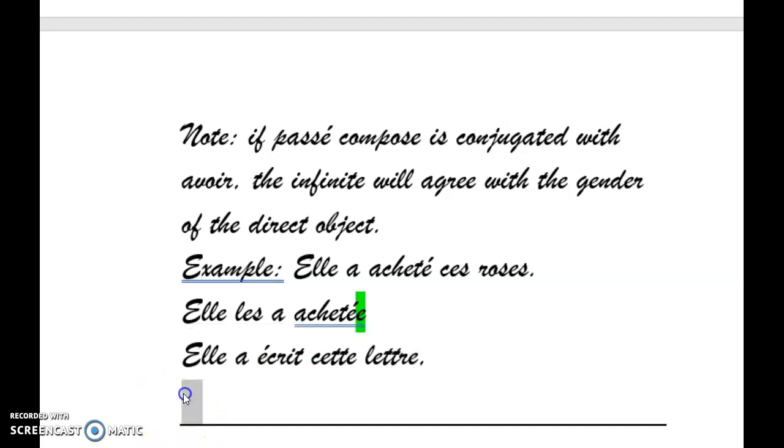So if you guessed the sentence to be: elle, and cette lettre is feminine, so we will write la, and we'll write the rest of the sentence as a écrite. We will add an extra e. Why? Because cette lettre is feminine, and remember, the participle will agree with the gender of the direct object. So la is feminine, so we will add an e. I hope you understood what I've written.